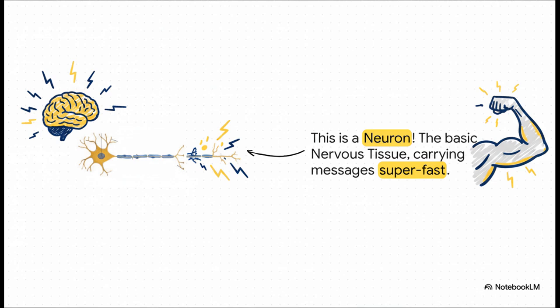Look at it. It's basically the wiring of our body. It shoots electrical messages from your brain to your body and back again at unbelievable speeds. The reason you can pull your hand away from something hot in a split second? That's thanks to these neurons.